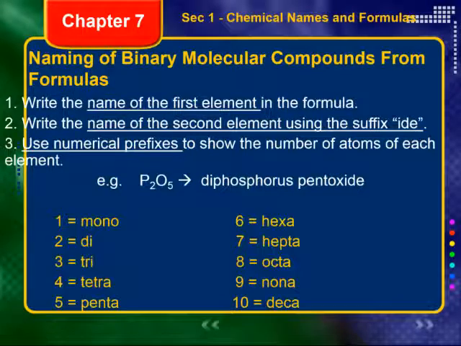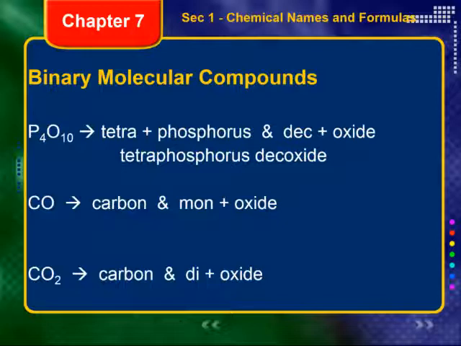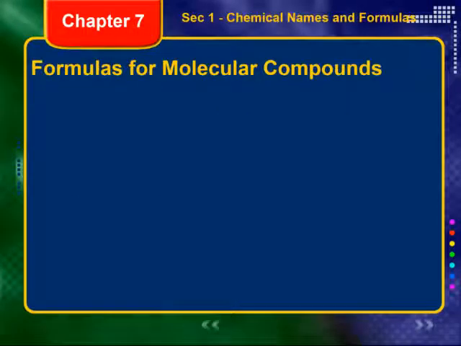Then I go back and I add numerical prefixes, and here they are if you're not familiar with them. Because there are 2 phosphorus atoms, I add a di in front of phosphorus. And because there are 5 oxides, I add penta in front of oxide. So I get diphosphorus pentoxide. Here's a couple run-throughs. So we see P4O10. I add a tetra in front of the phosphorus, a dec in front of the oxide for tetraphosphorus decoxide. For CO2, I have carbon and I have oxide. I have 2 oxides, so I add a di in front of the oxide to indicate that there are two of them. So I say carbon dioxide.